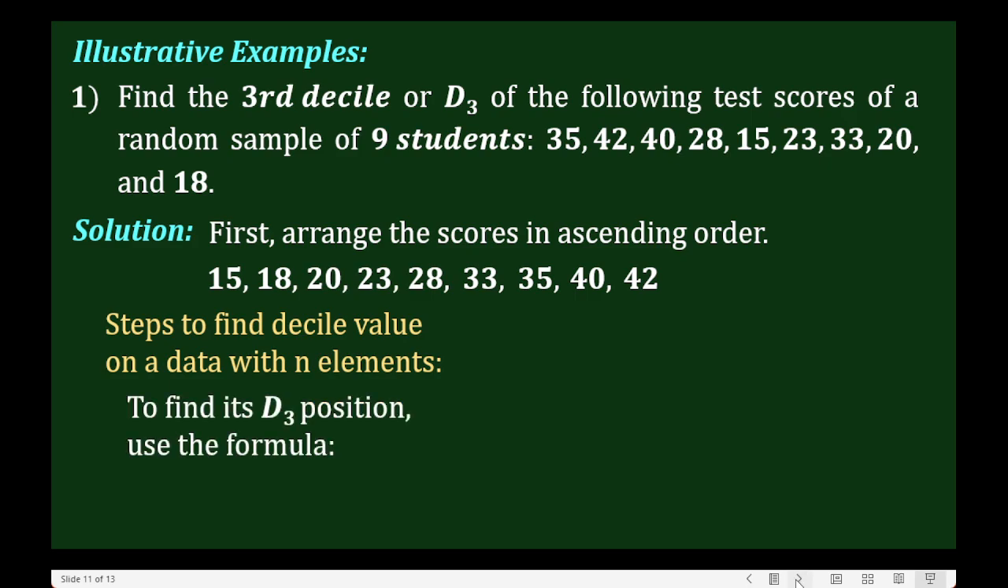To find the D sub 3 position, again, we go back to the formula. D sub m equals m over 10 times quantity n plus 1. Now, since we're talking about D sub 3, it follows that m here is actually 3. And since there are 9 scores for those 9 students, 9 is actually the value of n.